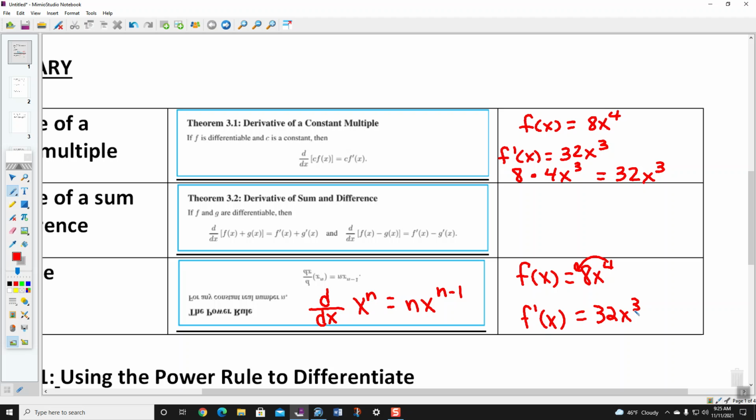It would be f prime of x plus g prime of x. So all this is really saying is this: if I had a function, f of x was equal to, and you've done these before, 12x to the third plus 6x squared. You guys agree f prime of x is just the derivative of the first term plus the derivative of the second term? So what's the derivative of the first term there? 36x squared.